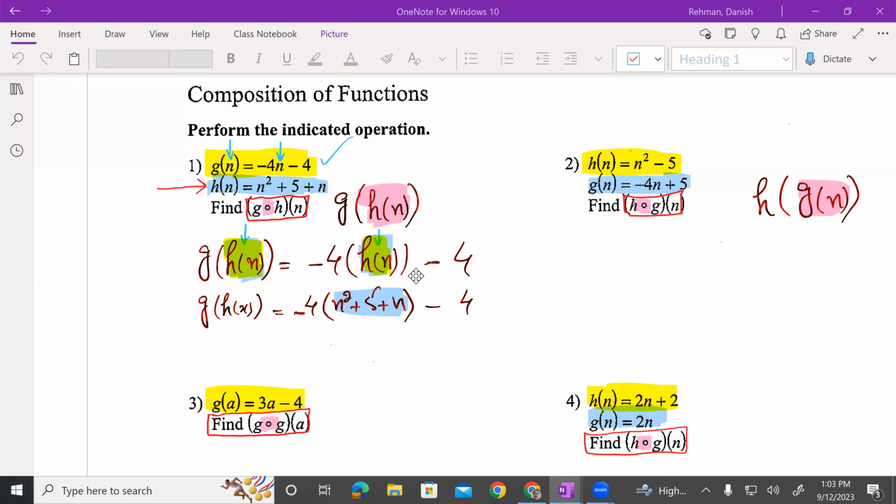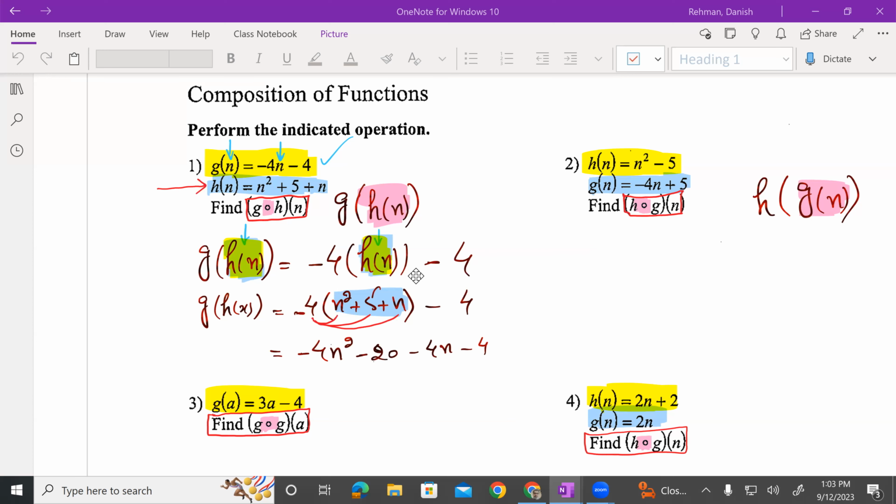Now, you know very well, just a simplification is left. We're done with this problem. The 4 will be distributed over all 3, multiplied with all the 3 different terms inside the parentheses. And that will be minus 4n squared, minus 20, minus 4n minus 4.